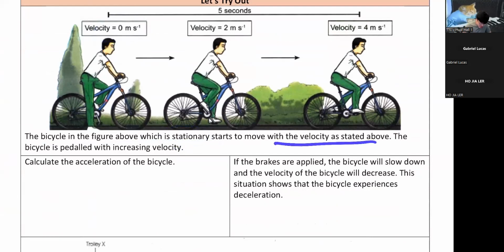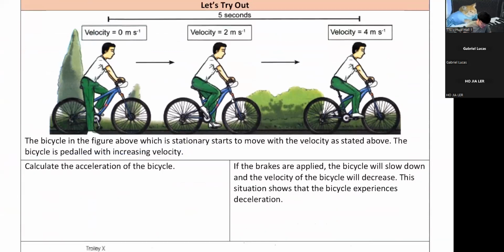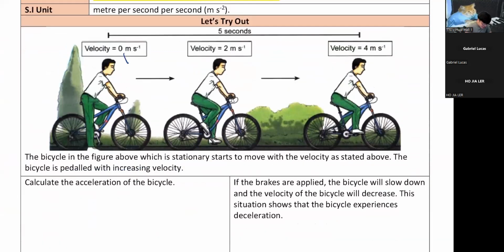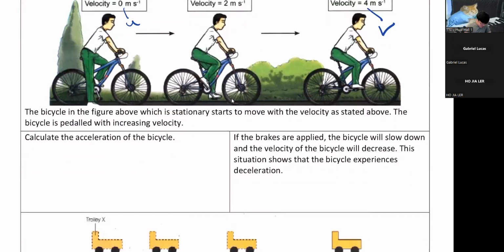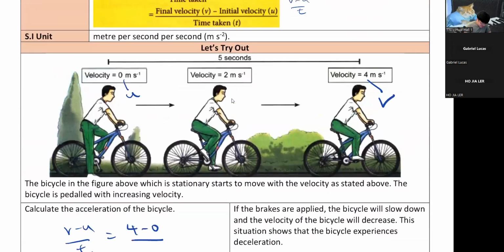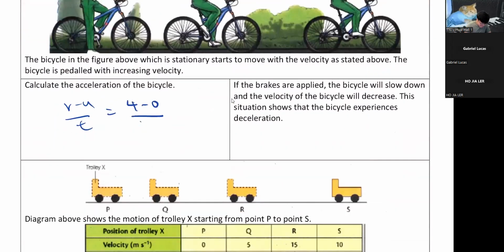So with the velocity stated above, the bicycle is pedaled with increasing velocity. Calculate the acceleration. So this is the starting, so this is the U. This is the final, so this is the V. According to our formula, V minus U divided by T, that would be 4 minus 0 over 5.